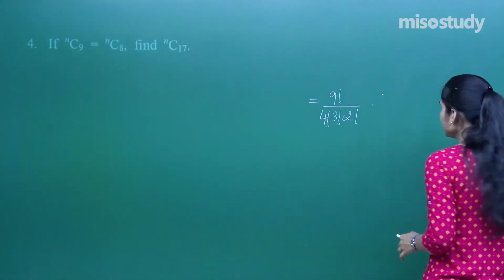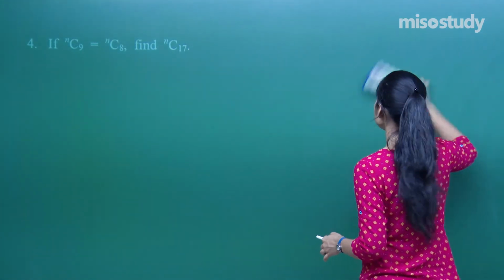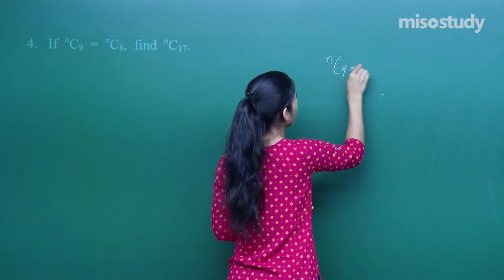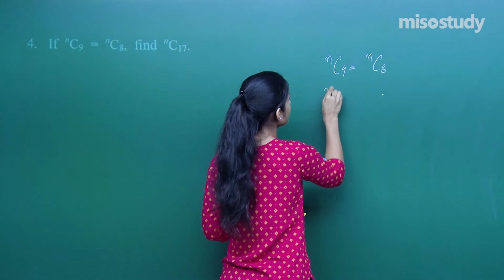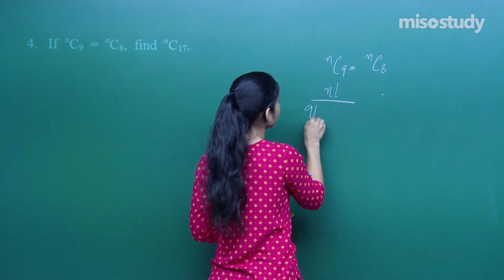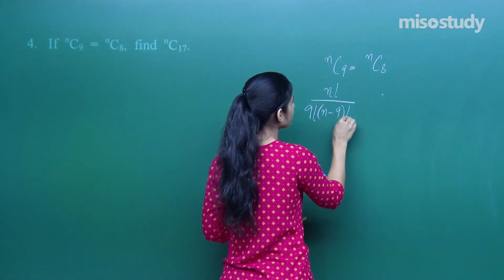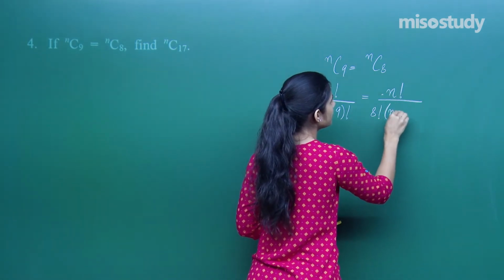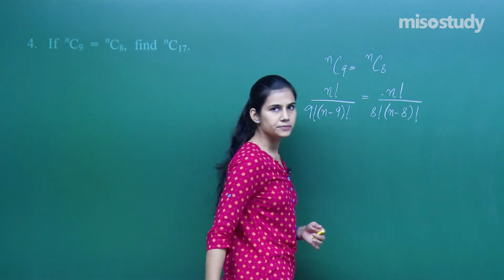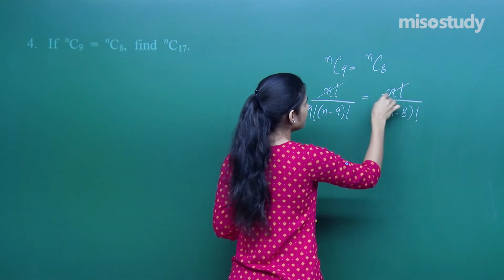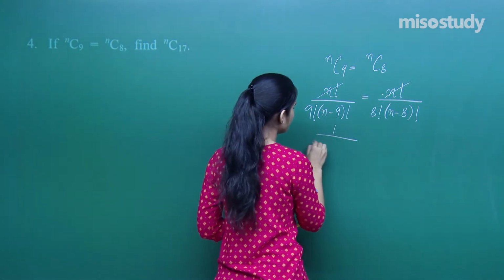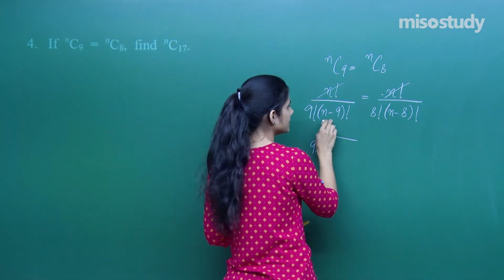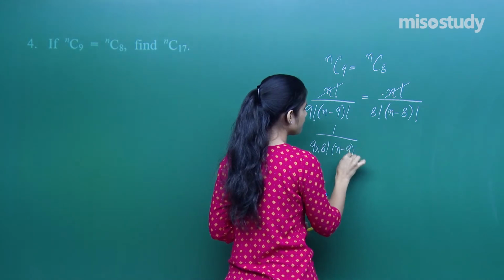Now you have NC9 equals NC8, find NC17. If NC9 is same as NC8, NC9 is what? N factorial upon 9 factorial into n minus 9 factorial. This is n factorial upon 8 factorial into n minus 8 factorial. N factorial cancels out. You are left with 9 factorial, which can be written as 9 into 8 factorial. This is n minus 9 factorial.